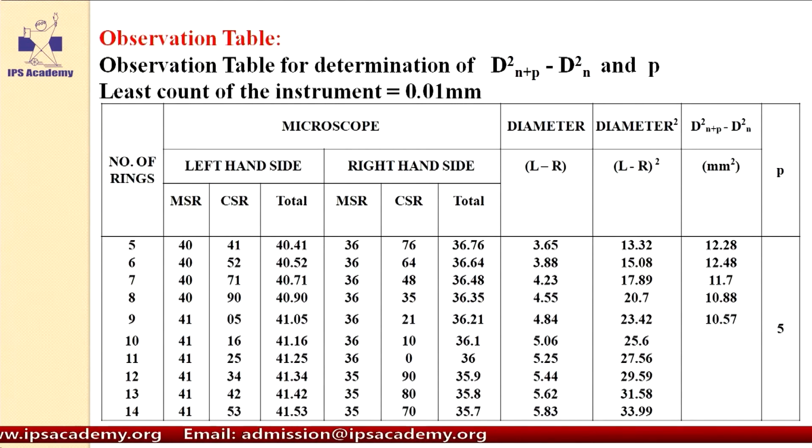Now let us consider the value of n is 5. Matlab, we are talking about the 5th ring. So put 5 in the place of n and at the place of p put 5. This is some constant. We can also take 2, 3, 4, but we have taken 5 here. Minus dn, that is d5. So we have d square 10 minus d5. So we have to subtract the square of the diameter of the 10th ring minus the square of the diameter of the 5th ring.